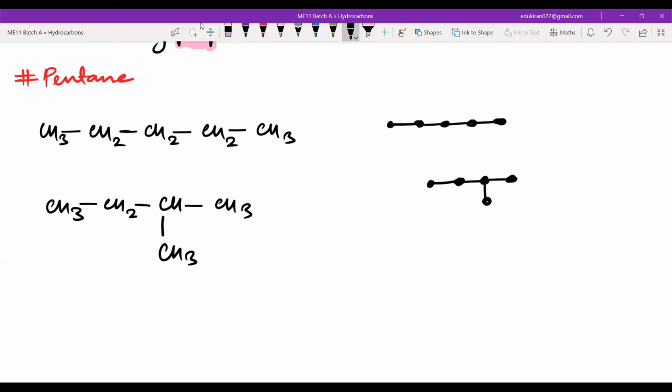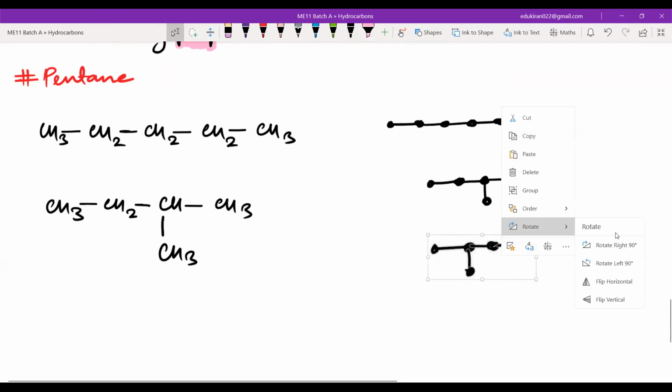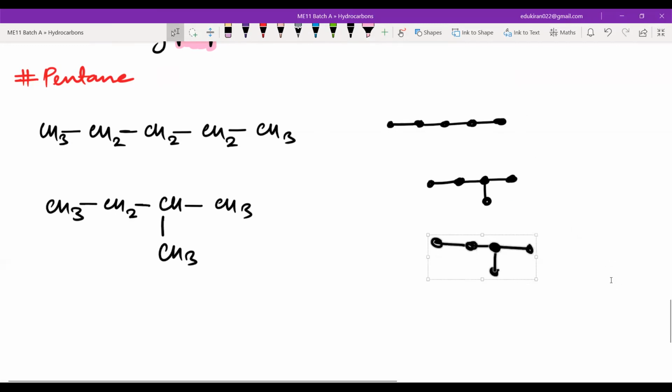Now you can also say that I can move this carbon atom here, but please remember that both of these structures are the same. We are just looking at this from a different perspective. If I flip this up, you can see both of these are the same, right? Yes or no? Yes, sir, these structures are the same.